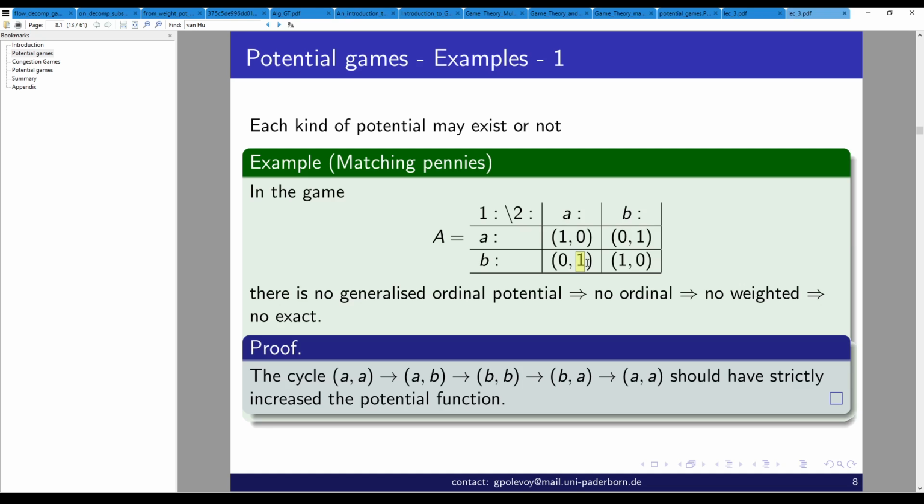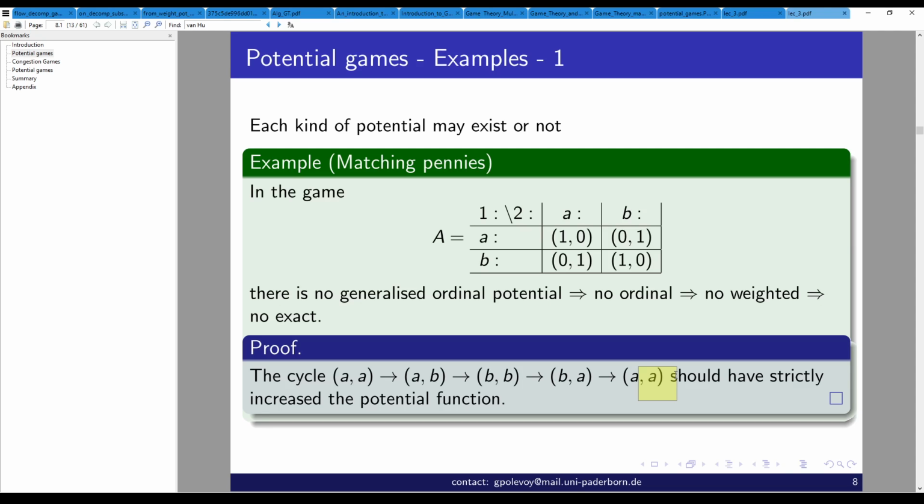From BA to AA, the change in the row player increases from 0 to 1. And here we are in AA, in the same place. It cannot be that the potential function has been strictly increasing so that its value in an A is strictly smaller than its value in an A. So it cannot be that there is a generalized or ordinal potential function.